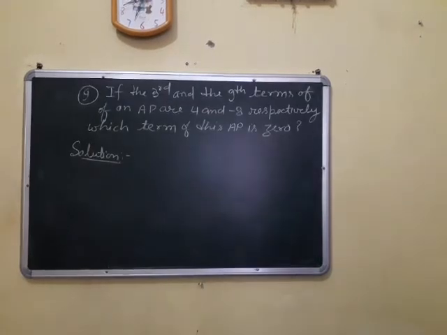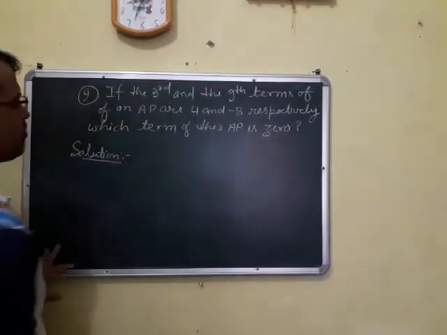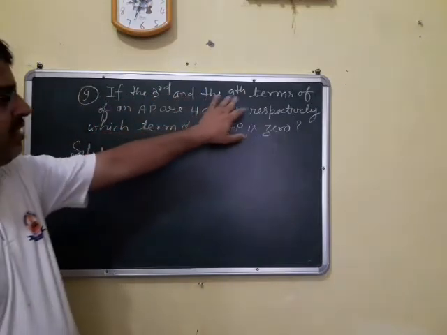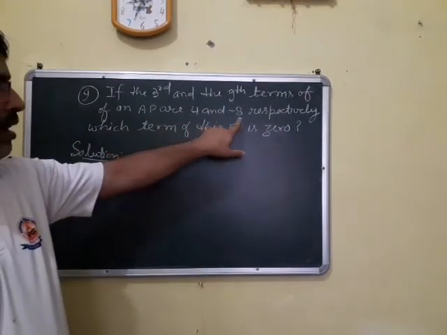Your next question is question number 9, similar to question number 8, but look here. If the third term and the ninth term of an AP are 4 and -8.